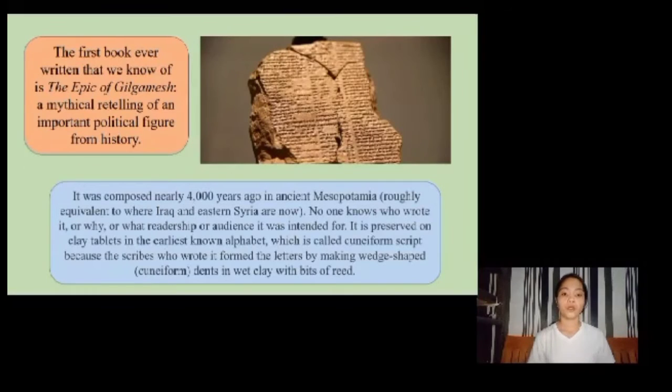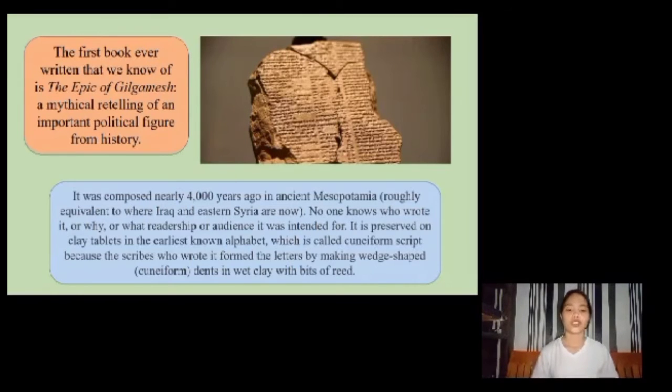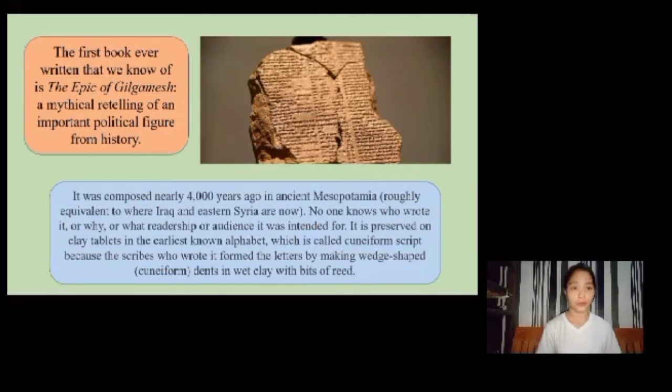So the next topic will be all about the first book ever written that we know of. And this is the Epic of Gilgamesh. It is a mythical retelling of an important political figure from history. So the Epic of Gilgamesh is all about a story regarding a political figure back then. The Epic of Gilgamesh remains a question to everyone. Written in wet clay with bits of reed. So this is the picture of the Epic of Gilgamesh. As you have seen, it is carved into a rock.